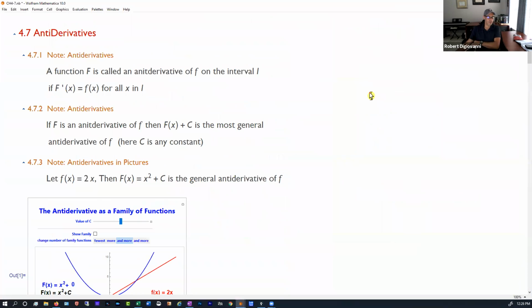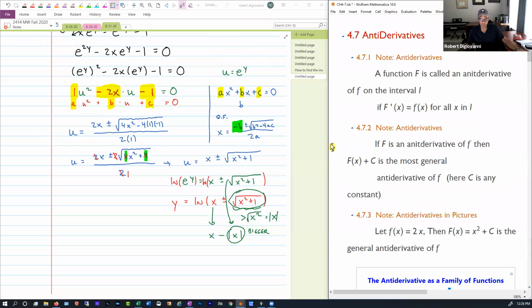These notes, again, are all online. First note: a function capital F is called an antiderivative of little f on an interval I if the derivative of capital F is equal to little f for all x in the interval I. So this is just a definition of what an antiderivative is. We will say that a function is an antiderivative of some other function if when you take the derivative of it, you get the original function. So as an example, try to move this over.